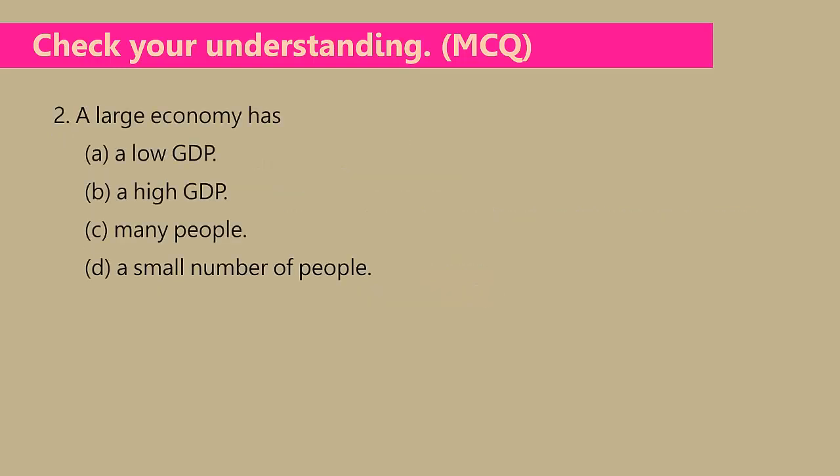Number 2. A large economy has A, a low GDP, B, a high GDP, C, a large number of people, or D, a small number of people. As you might have guessed, the right answer is B. A large economy has a high GDP.